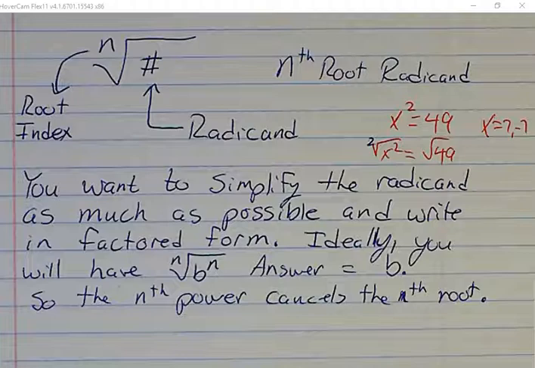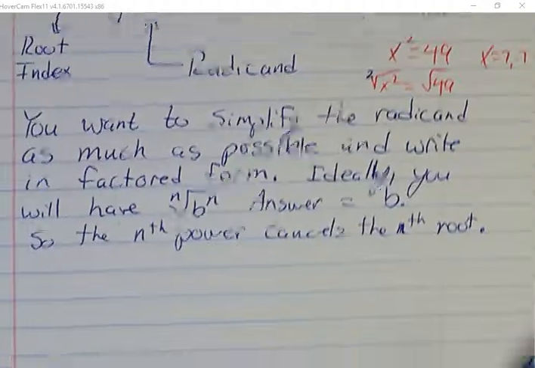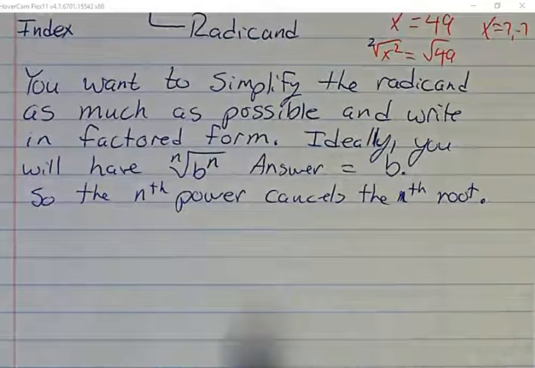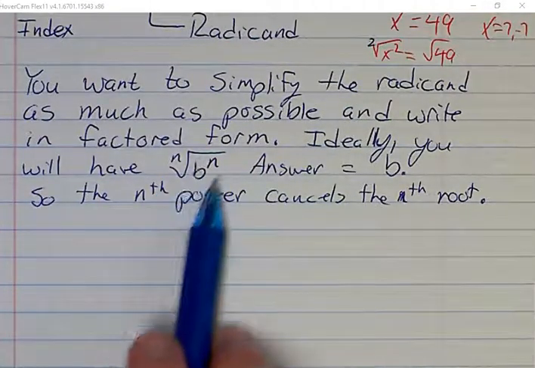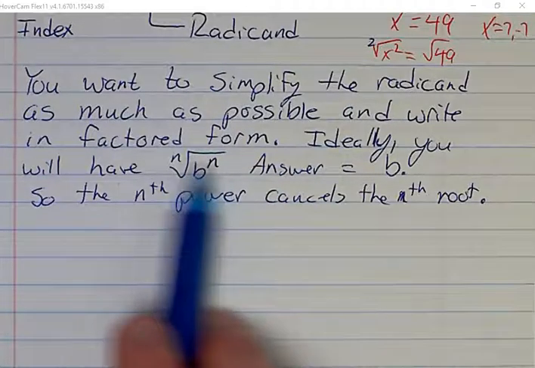Okay, so that's the best case situation that we're looking at. If we can rewrite these problems, we're going to rewrite it so that whatever this index is on the outside, we can take this number we have on the inside and rewrite it so that these two things would match up.